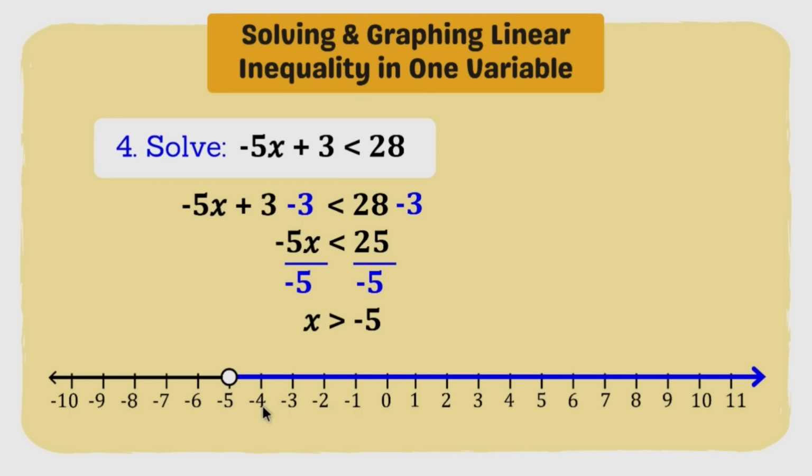So we have negative 4, negative 3, negative 2, pwedeng 0, pwedeng positive numbers up to positive infinity. Okay, hindi po kasama si negative 5 and the other negative numbers on the left side. Okay, that's how we graph it.